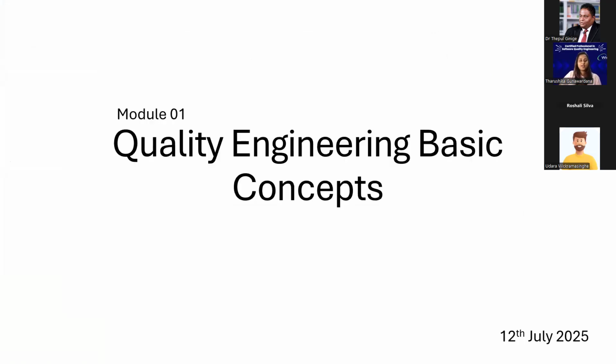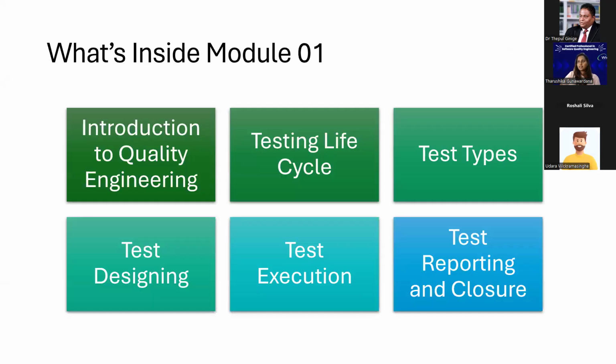As you all are aware, I'm the person who is going to conduct module one, which is quality engineering basic concepts. When it comes to this course, if I summarize, we mainly have four modules. The first one is quality engineering basic concepts. Next you are going to learn about the automation section, then API testing, and the final module will be performance testing. So this is our module one, quality engineering basic concepts. Let's see what's inside this module one.